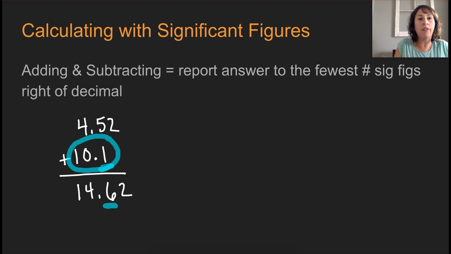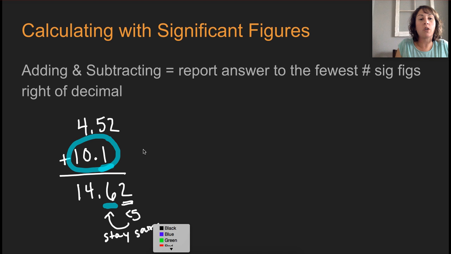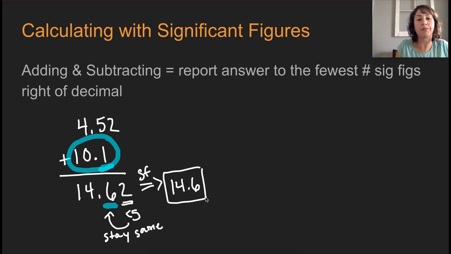Now, we have to use that 2 to figure out if we have to round up or stay the same. So since this 2 is actually less than 5, that means that this number here is going to stay the same. Okay, so we're not going to have to round. So that means our answer with significant figures should be 14.6, and that would be our answer. Okay. Let's try one with subtraction.